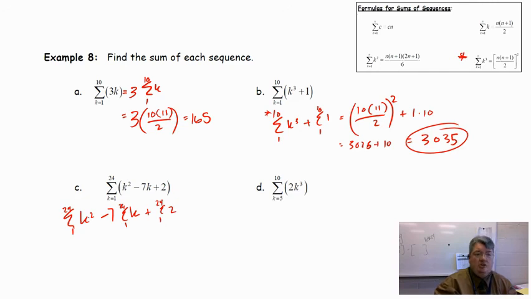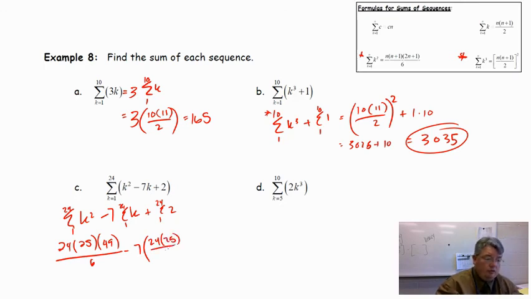Well, this k squared, that's this formula right here, where I take n, which here is 24, times n plus 1, that's 24 plus 1 is 25, times 2n plus 1. Well, 2 times 24 plus 1 gives me 49. So 24 times 25 times 49 all over 6, minus 7 times the sum of k, which is just n, so 24, times n plus 1, which is 25, over 2, plus the sum of that, which is just 24 times 2, which is 48.